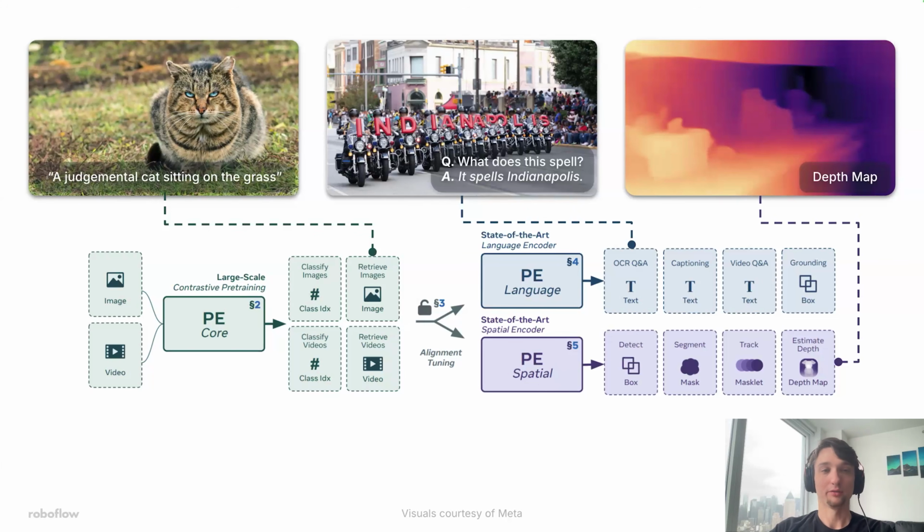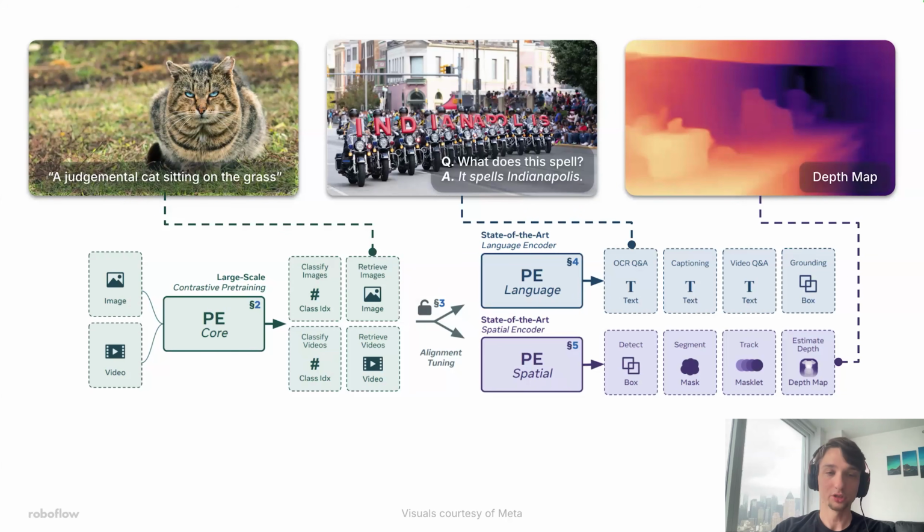And PE comes in three flavors. The one we'll be focusing on mostly today is PE core, which is sort of the backbone PE. And that is trained to align images to text. So as you can see in the top left example, PE core out of the box can align an image, for instance, this cat sitting on some grass, to a line of text that sort of describes the image, like a judgmental cat sitting on the grass. So PE is actually very good at aligning the representations of the image to a corresponding text.